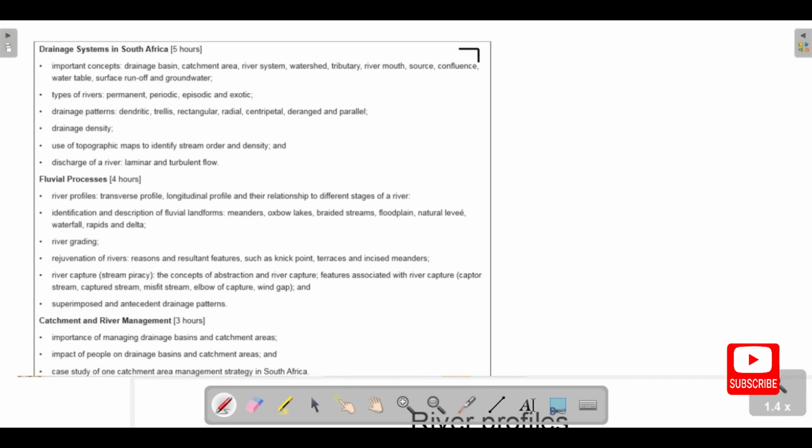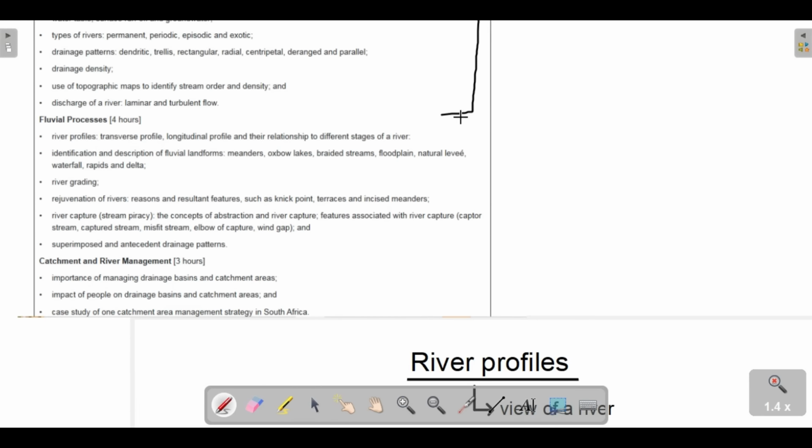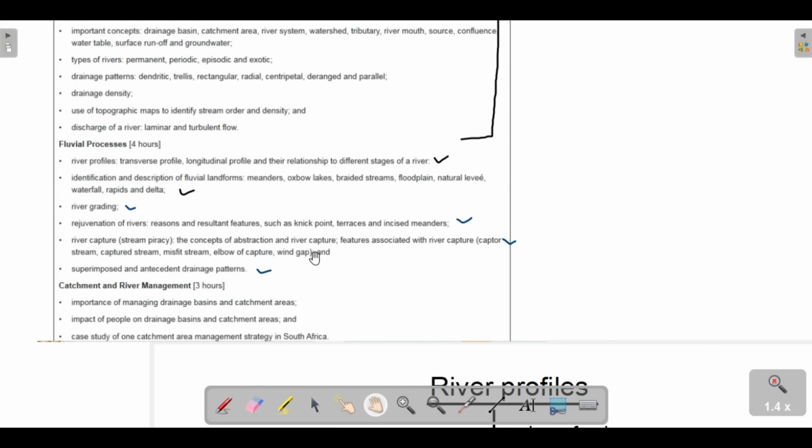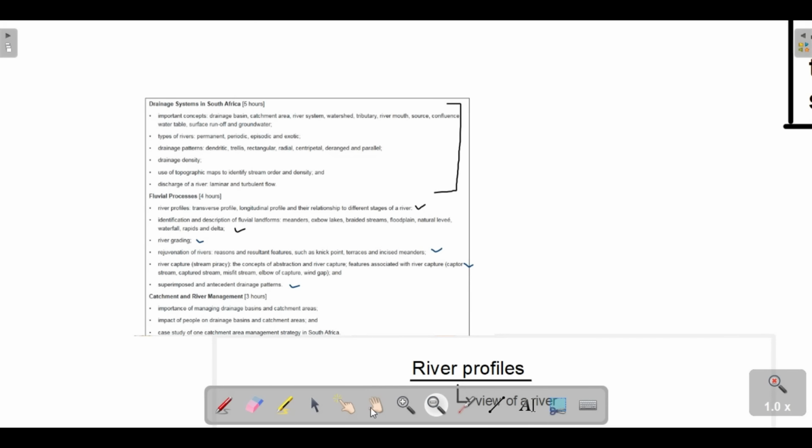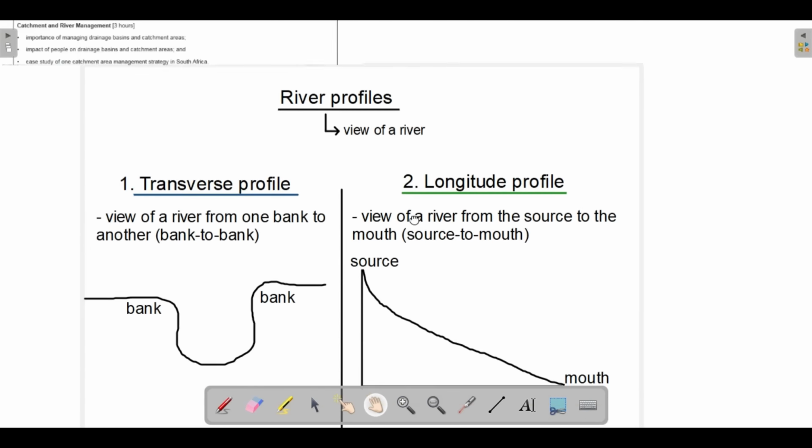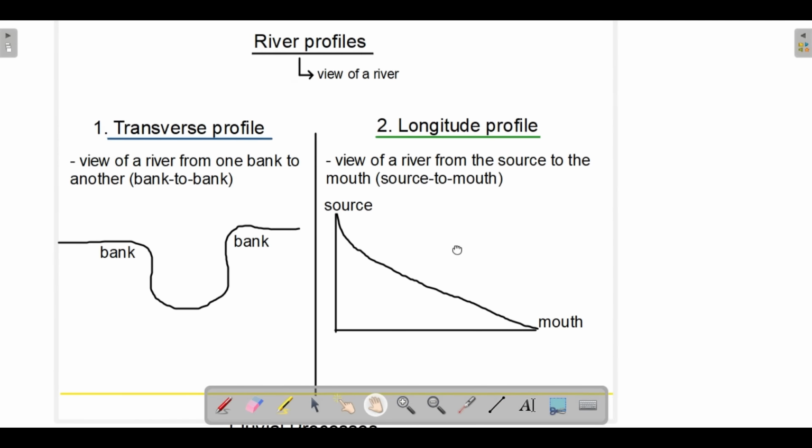Right, so far guys, we have covered all of the concepts that are under drainage systems in South Africa. So this is the subsection that we'll be looking at today, but for this video we will cover river profiles and also identification and description of fluvial landforms, meaning that the next video will include river grading, rejuvenation, river capture, and superimposed and antecedent drainage patterns. So this means that there are really a few concepts that are left until we complete the section of geomorphology. Right, so without wasting any time, let's get on to it.